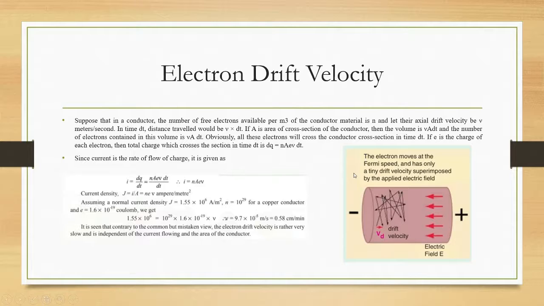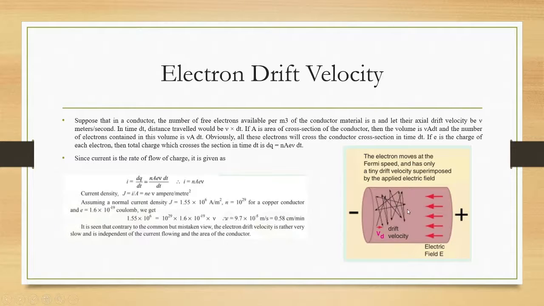If A is the cross section area of the conductor, then the volume is vA dt. Obviously, all these electrons will cross the conductor in time dt, right? So if e is the charge of each electron, then the total charge will be dq is equal to nAev dt, right? You can see here, this formula is very important.